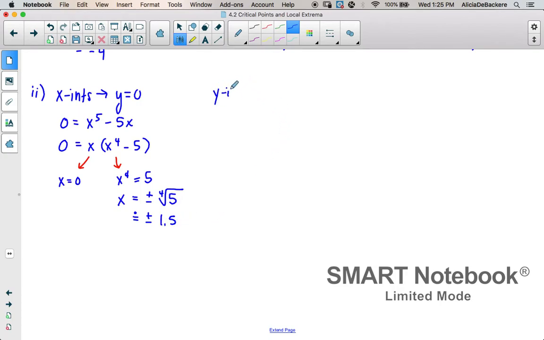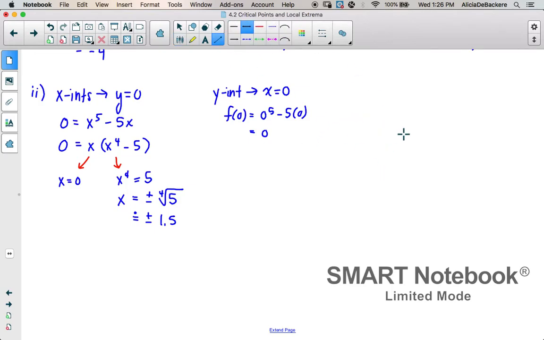And now we need to find the y-intercept. Again, if I'm on the y-axis, that means I have not moved left or right on my graph. So it tells me that the x value must be 0 on the y-axis. So I set x equal to 0 in my equation, and I get 0, which we already knew from over here that that was going to happen. So now we're going to put this all together and draw a sketch.